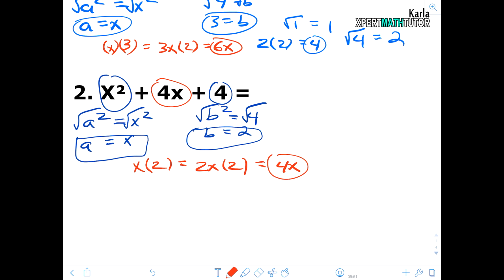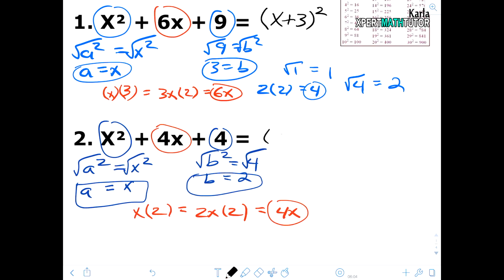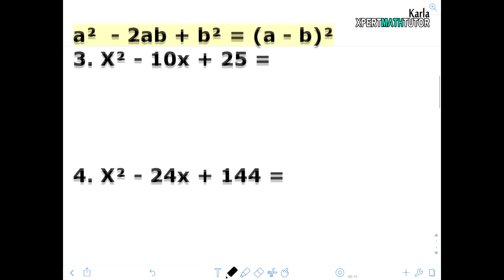So now I can just plug and chug. X squared plus 4x plus 4 is equal to A plus B, the quantity squared. A is x plus B is 2, squared. Let's move on.